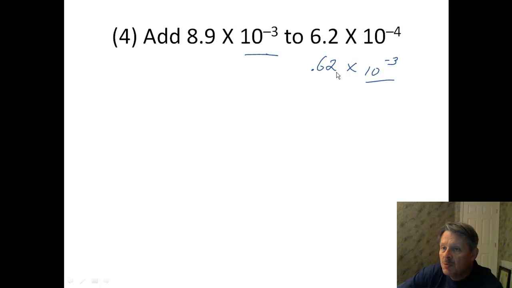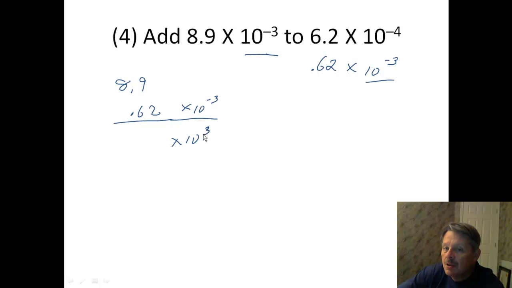So now my exponents are the same. So now I can say 8.9 and I can say 0.62. I'm going to add those together. These are both times 10 to the minus 3. So my answer is going to be times 10 to the minus 3. I'm adding these together, and I get a 2 there, and I get a 5 there, and I get a 9.52 times 10 to the minus 3. Please remember to make sure that you check that.